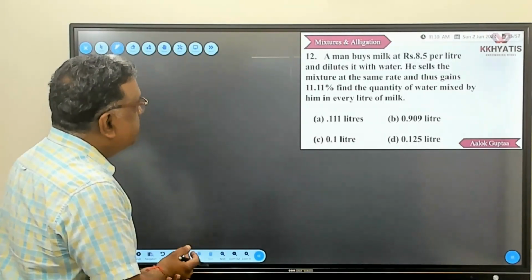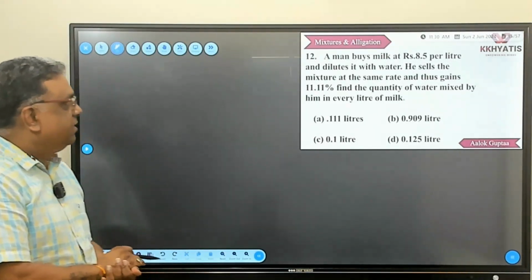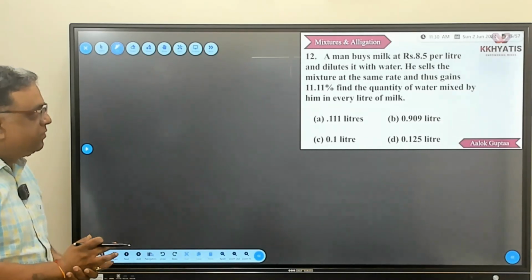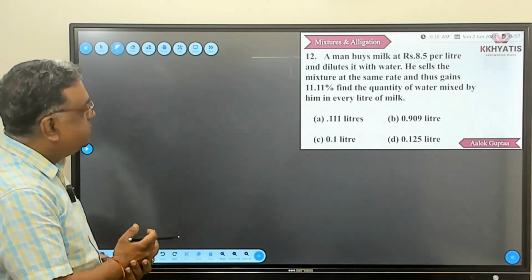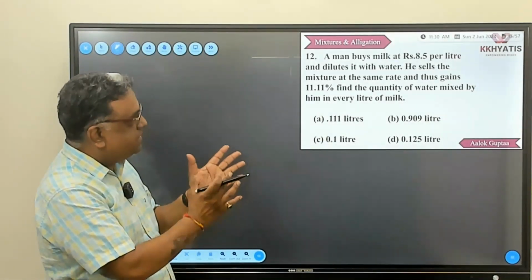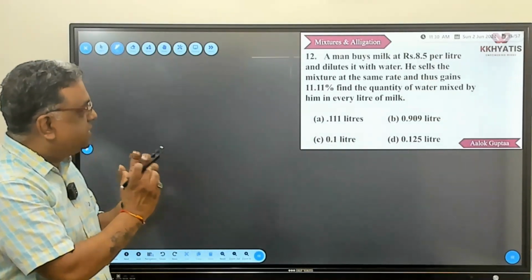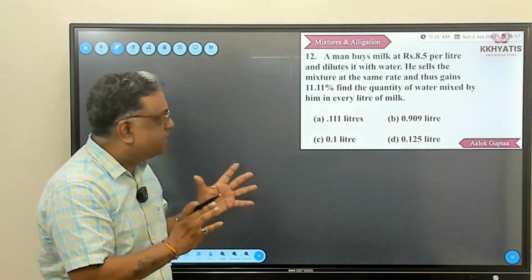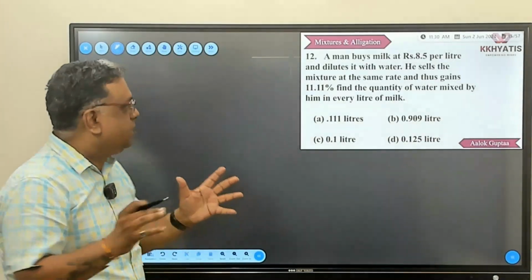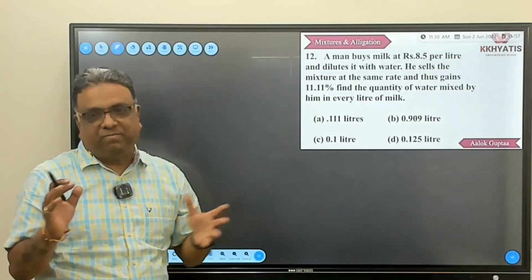A man buys milk at rupees 8.5 per liter and dilutes it with water. He sells the mixture at the same rate as he purchased the milk and still he gains 11.11%. Find the quantity of water mixed by him in every liter of milk.